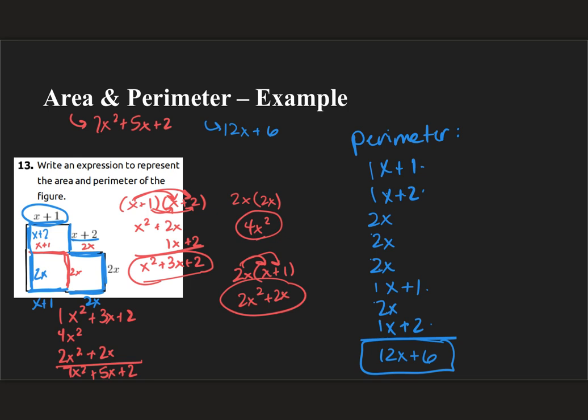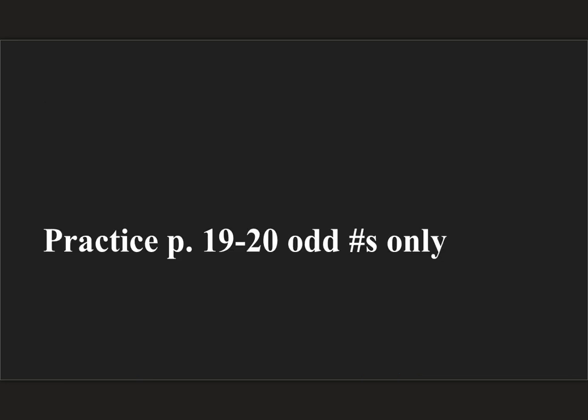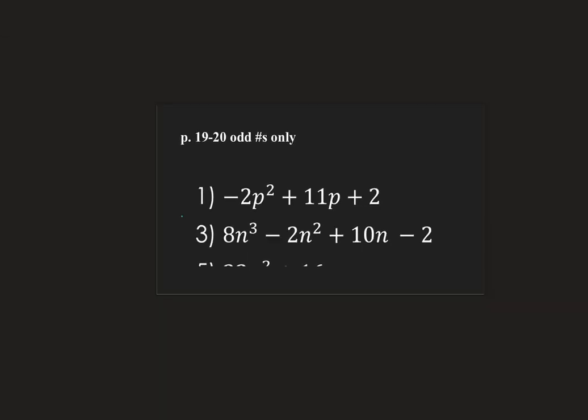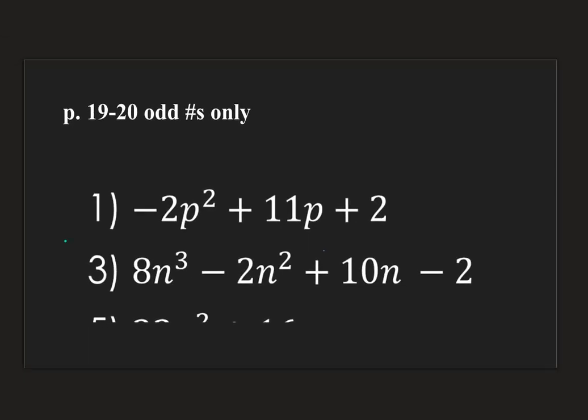Okay? So you have some practice stuff. You're going to do pages 19 and 20, just the odd numbers. So you're basically doing 1, 3, 5, 7, 9, 11, 13, and 15. And the answer key is on Canvas. So if you have any questions, just let me know. And pause the video. I have the answer key on Canvas.